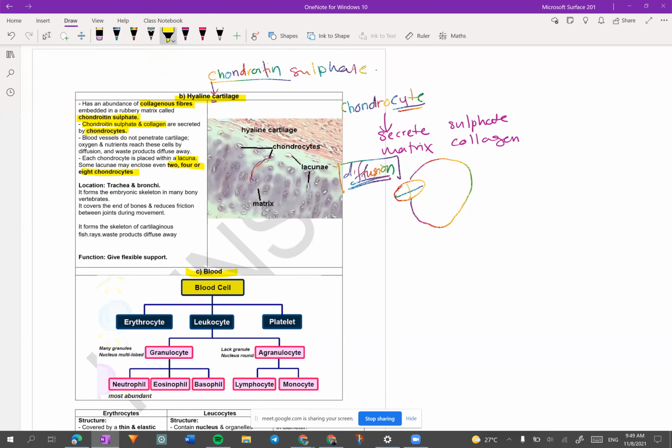Okay, so location untuk this hyaline cartilage adalah trachea, bronchi, okay. So also untuk vertebrates. And then dia punya function adalah to reduce friction. Okay, hence the function yang betul dia adalah to give flexible support.